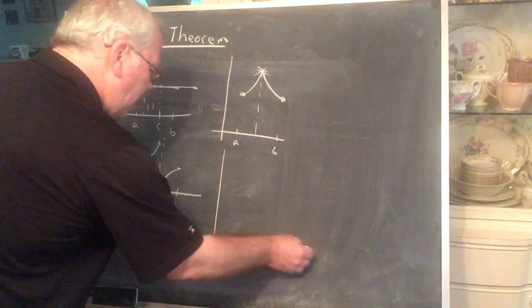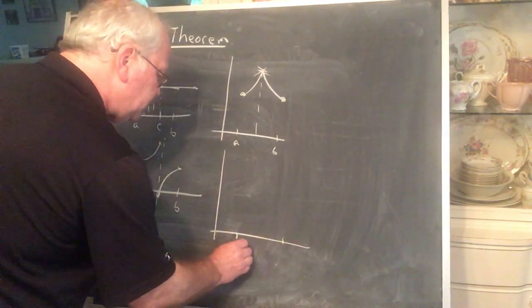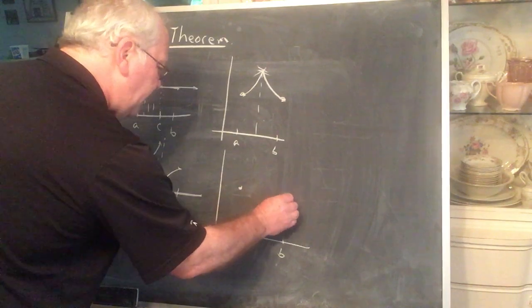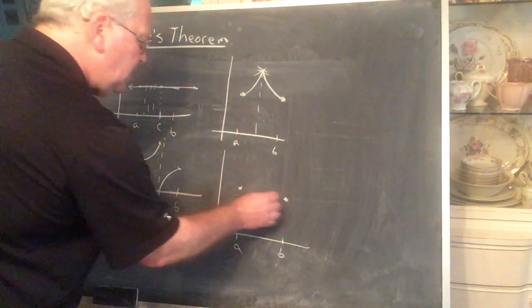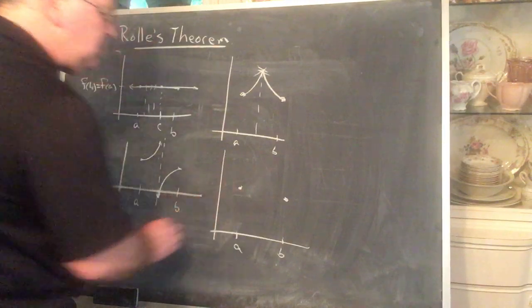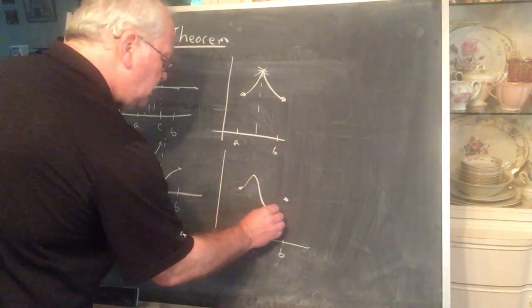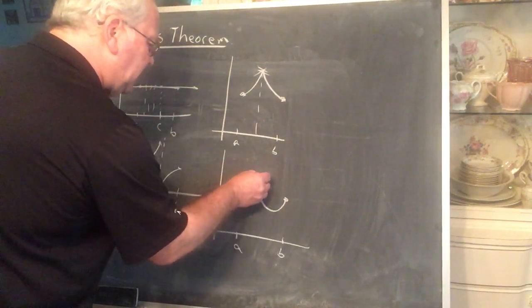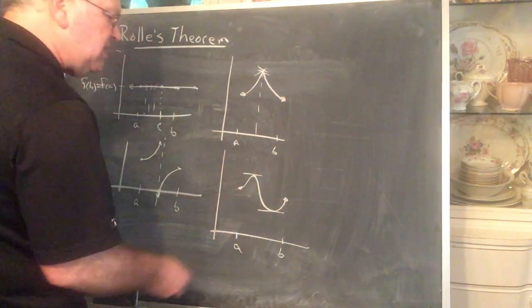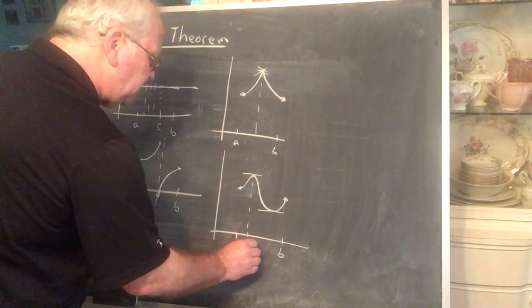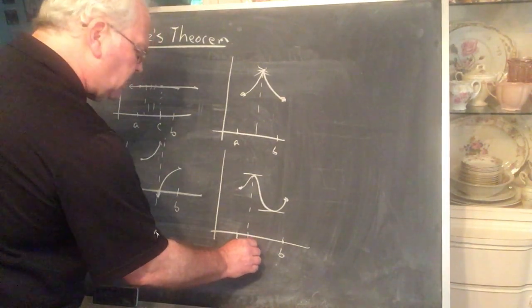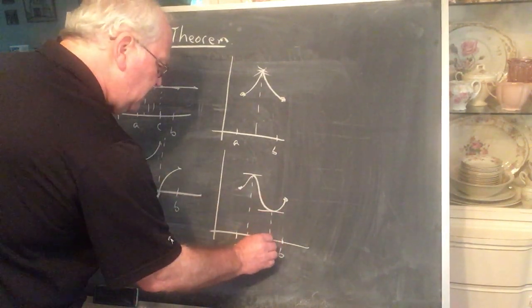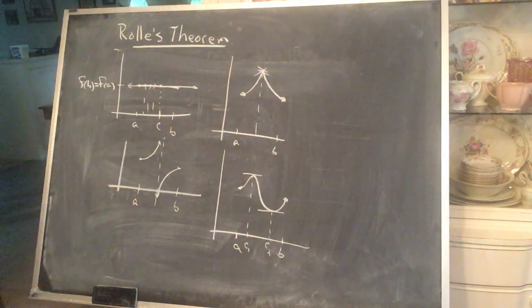So, if you do have those requirements, here's A, here's B. F of A, F of B, the same height. If the function is continuous and differentiable, then there must exist at least one, maybe more, but at least one point where the tangent line evaluated there is horizontal. In this case, that might be C number 1, this might be C number 2. So that's Rolle's theorem, and we're going to use it as a tool to talk about something which is a little bit more important, which is called the mean value theorem.